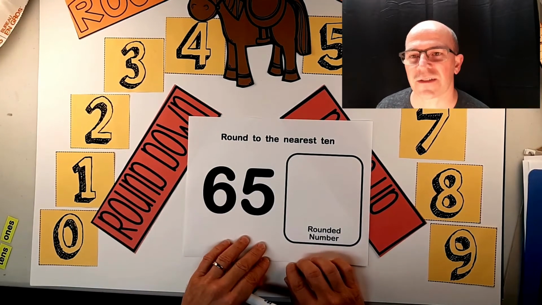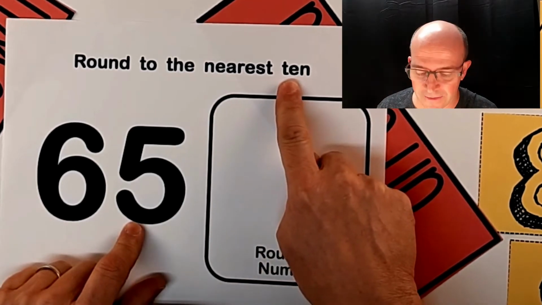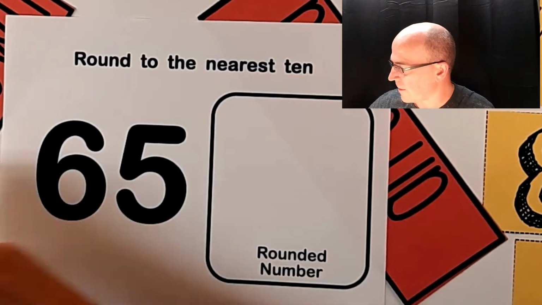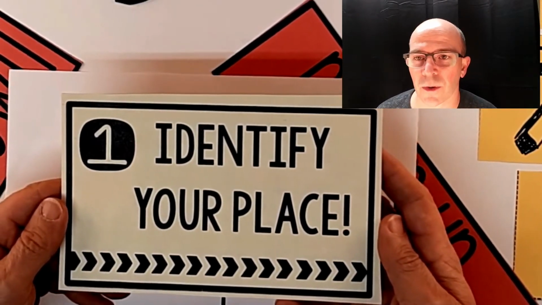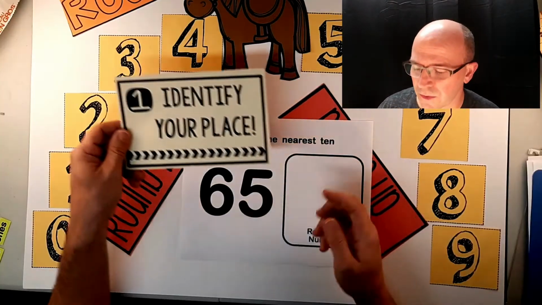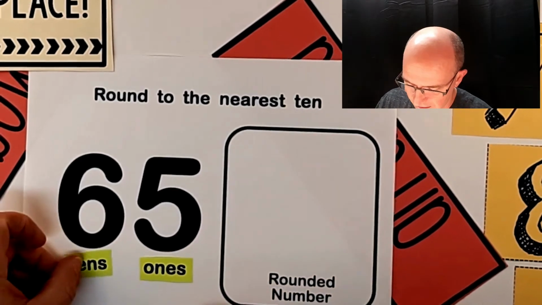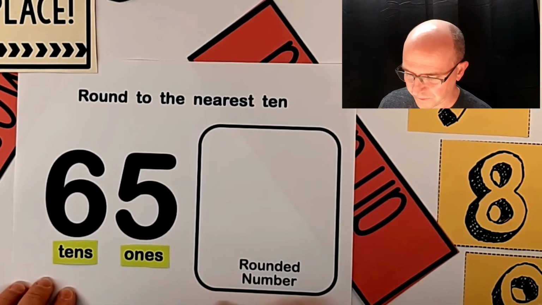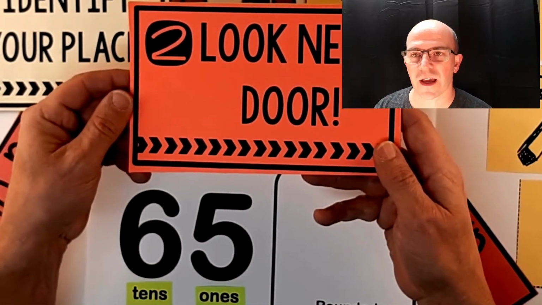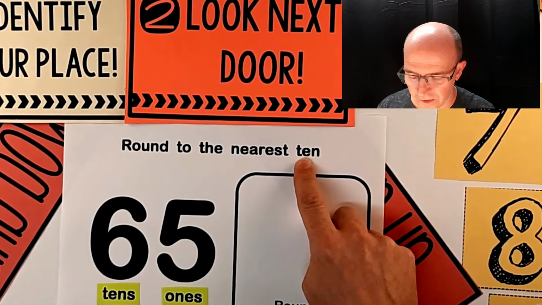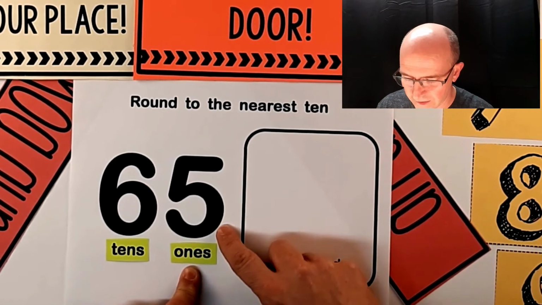Here is the number 65. Our instructions say round to the nearest 10. I'll get my steps back out again. Step 1, identify your place. They're talking about place value, and we know that this is our ones place. This is our tens place. Step 2 says look next door. Remember, we're rounding to the nearest 10, and I look one place to the right, or next door, at my ones digit.